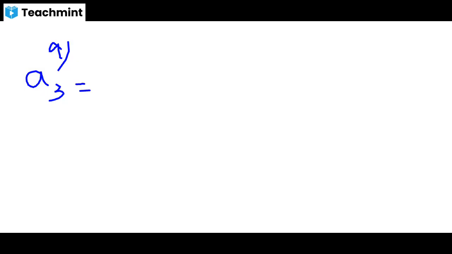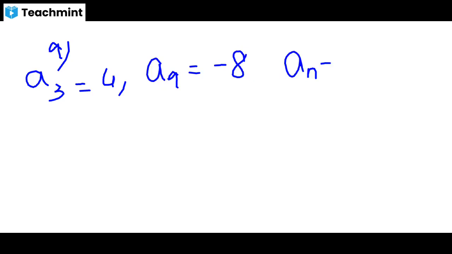Okay, so now the ninth question. The third term is 4 and the ninth term A9 is minus 8. You should find which term of the AP is 0. We don't know the n value, so that value is given as 0. Now you should find the n value here. To find the n value also, we need A and D. Now tell me what is the next step, what should I do?